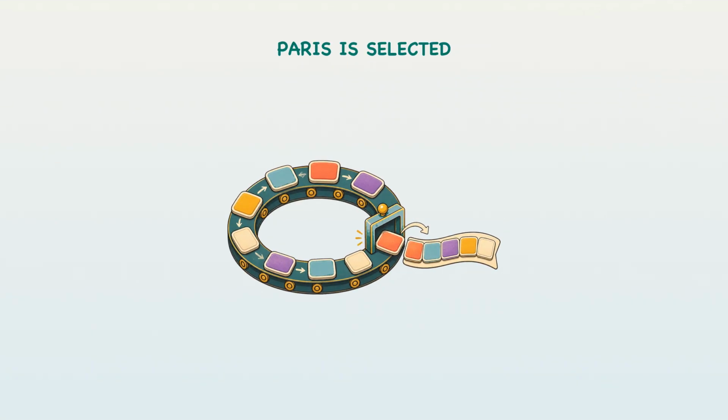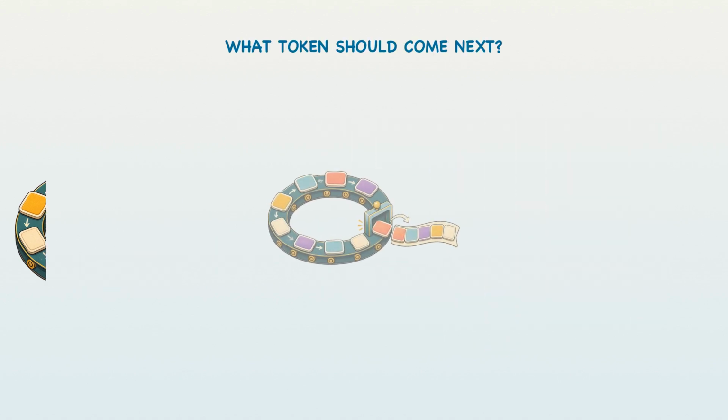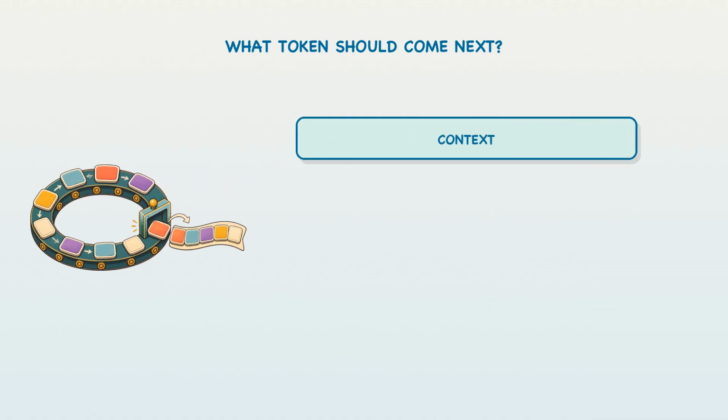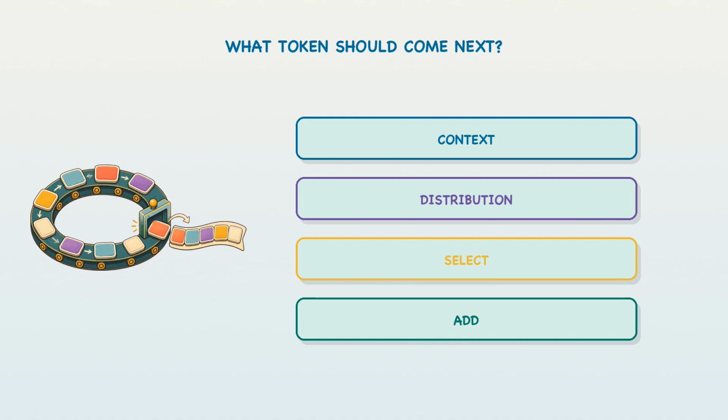The job is not finished. Paris is added to the sequence. And then the model runs the process again. It asks the same basic question. Given everything so far, what token should come next? A new distribution is produced. Another token is selected. That token is added. Then the process repeats again and again.